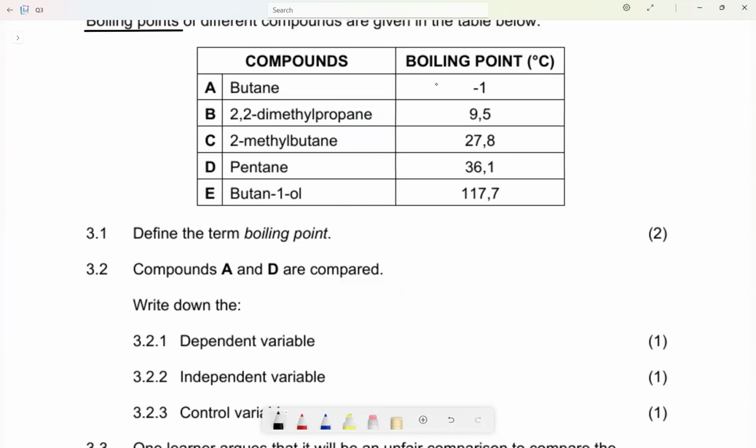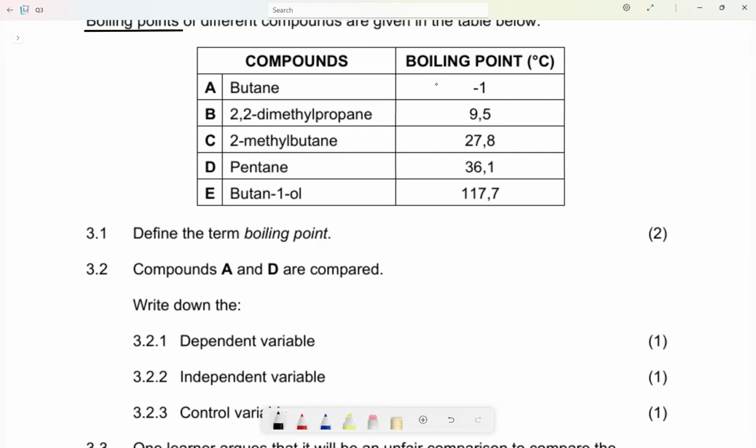Define the term boiling point. The temperature at which the vapor pressure of a liquid is equal to the atmospheric pressure. Two or nothing. You get two or nothing for this definition. If you get something incorrect, or you leave out temperature, you get 0. Anything that you miss, you get 0.